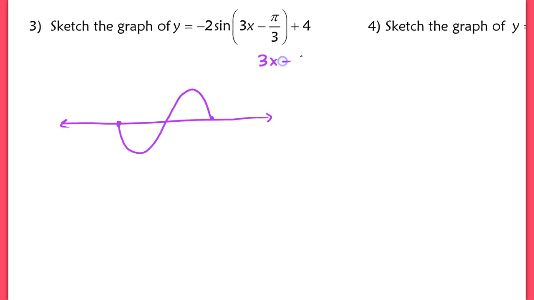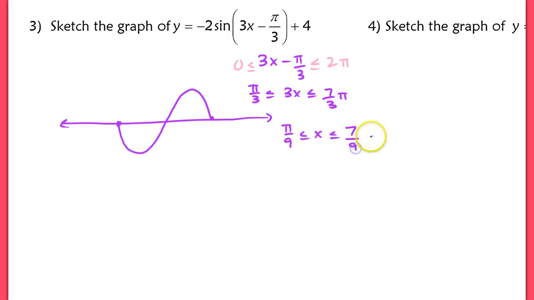Okay, so let's figure out where our little graph here begins and where it ends. So let's trap 3x minus pi over 3 in between 0 and 2 pi. Okay, so anyhow, let's add pi over 3 to both sides. So that gives me 2 pi plus 1/3 pi is 7/3 pi. Let's divide by 3. So we have pi over 9 is less than or equal to x is less than or equal to 7/9 pi. Okay, so I have one full period then. The difference here would be 6/9 pi. Right, that would be my period, which let's simplify to 2/3 pi.